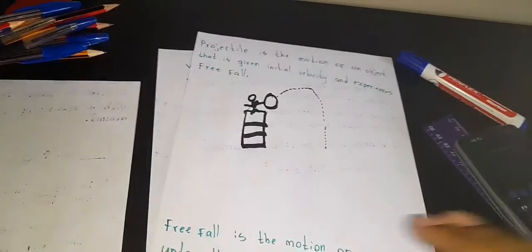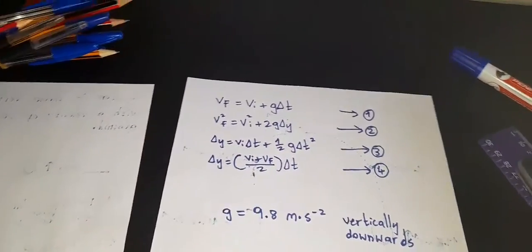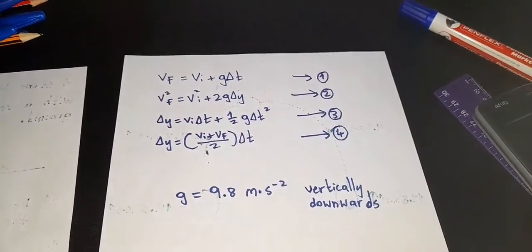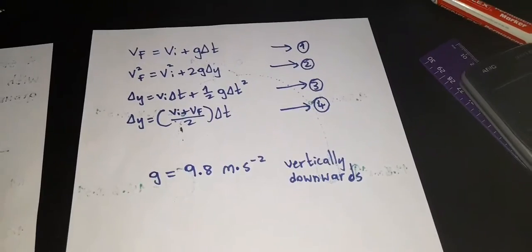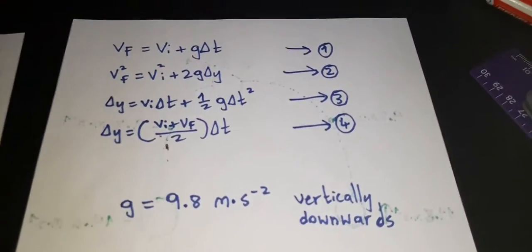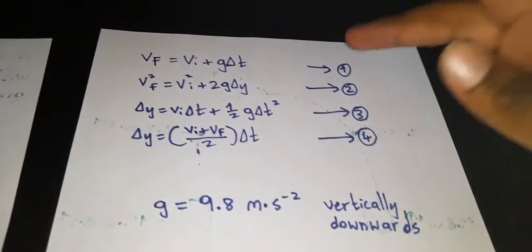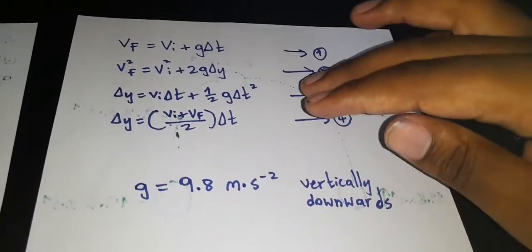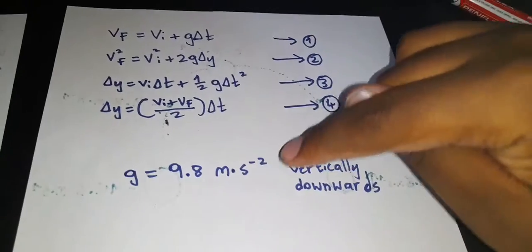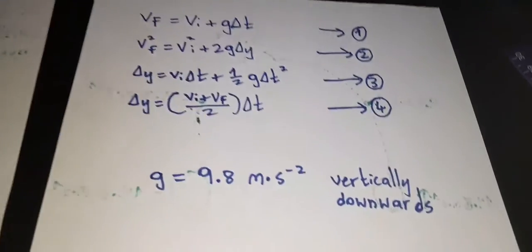Let's look at the formulas that we will use. These are the four formulas that we will be using when dealing with projectile motion. You have to know them by heart. I know that sometimes they give you the formula sheet, but these formulas are not that hard to memorize. There are only four of them. We know that g is constant, it's always 9.8 meters per second squared downwards, always vertically downwards, doesn't act upwards.